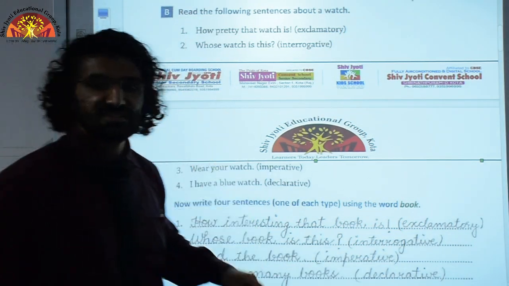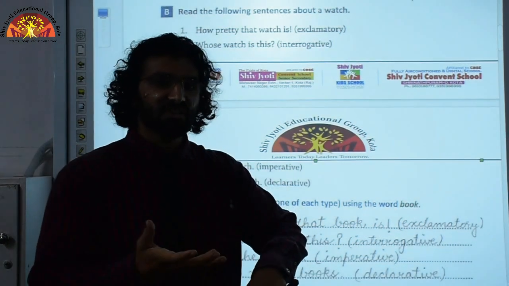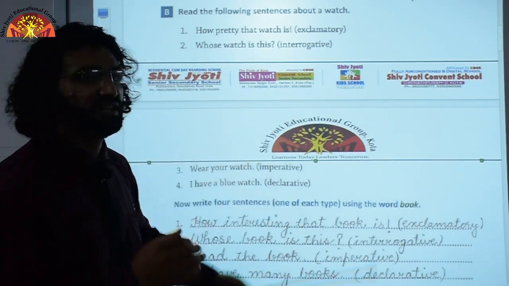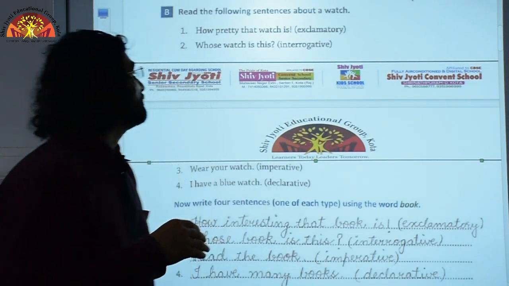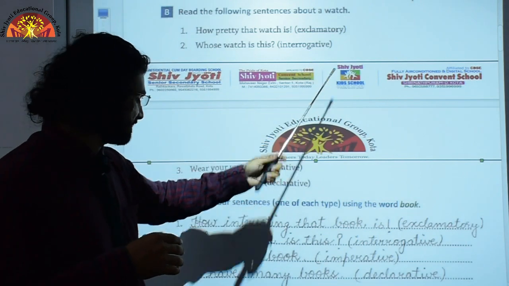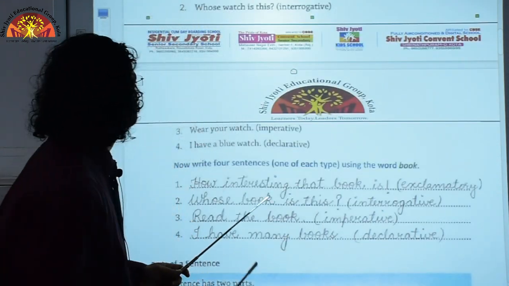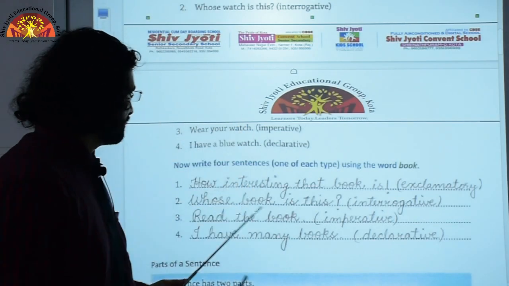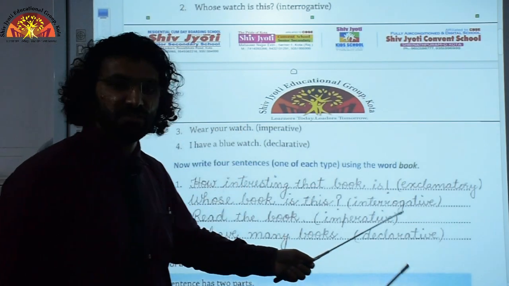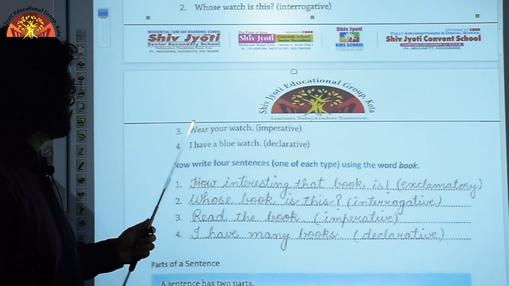Okay, finally we have a sentence here. Whose watch is this? Whose wristwatch is this? Okay, interrogative sentence. We have a question mark. It's about asking a question. Whose watch is this? Interrogative. All right, we are going to replace this word as we have been instructed to do in the exercise. Whose watch is this? Whose book is this? Interrogative sentence.